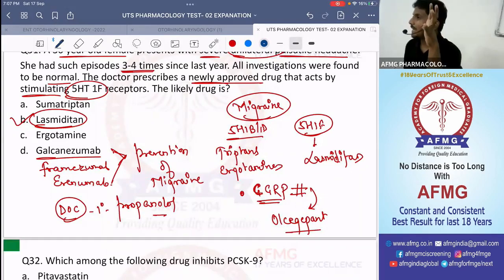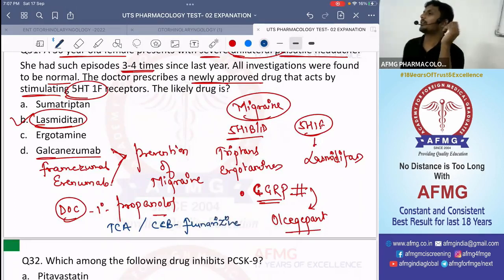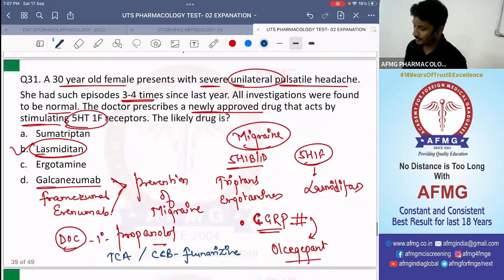Even in prevention of migraine, we can also use tricyclic antidepressants like imipramine, or we can even use calcium channel blockers, drugs like flunarizine. Okay, drugs like flunarizine can be used. No issues with this, anybody? So all of this you need to remember.